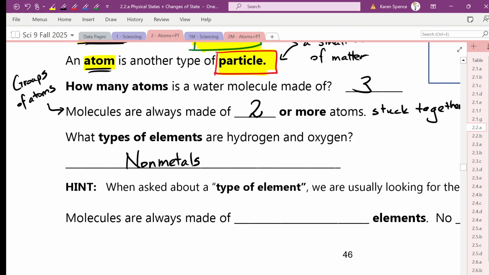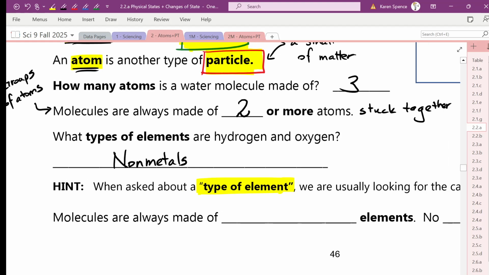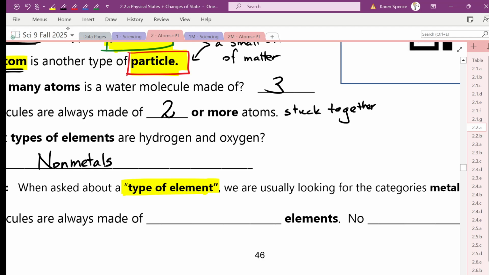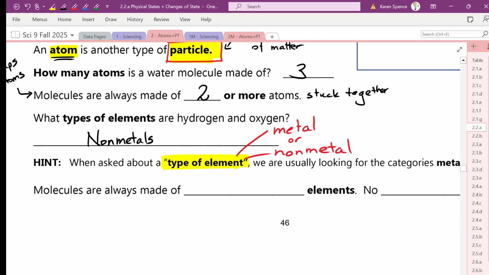So if you ever get asked about the type of element, don't get confused. Usually, if I say type of element, that means either metal or non-metal. And it's interesting because molecules are always made of non-metal elements.